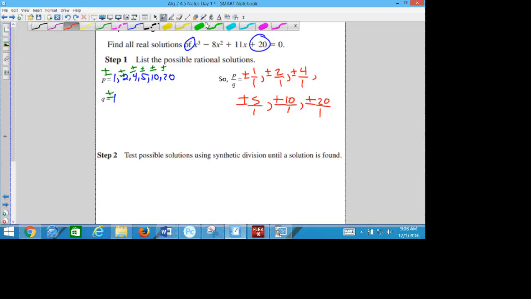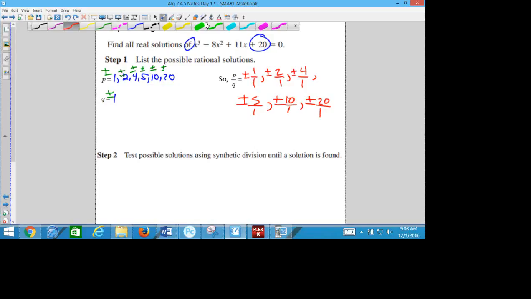I kind of said this, but I didn't totally really say it. Why didn't we just factor this by grouping? If I do grouping for this one, it's not going to happen. So that's why we needed to do this rational root theorem.